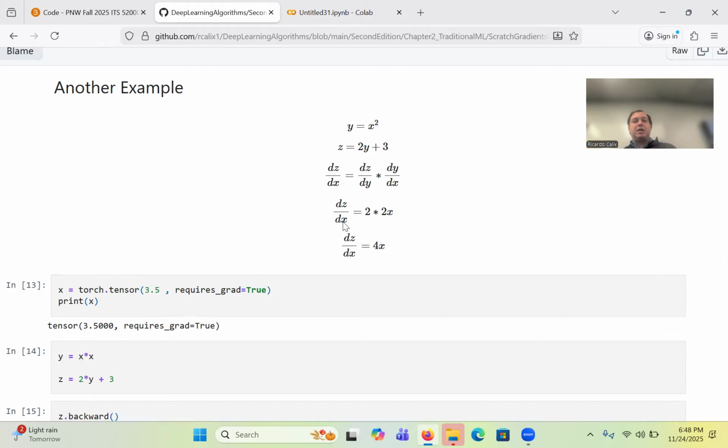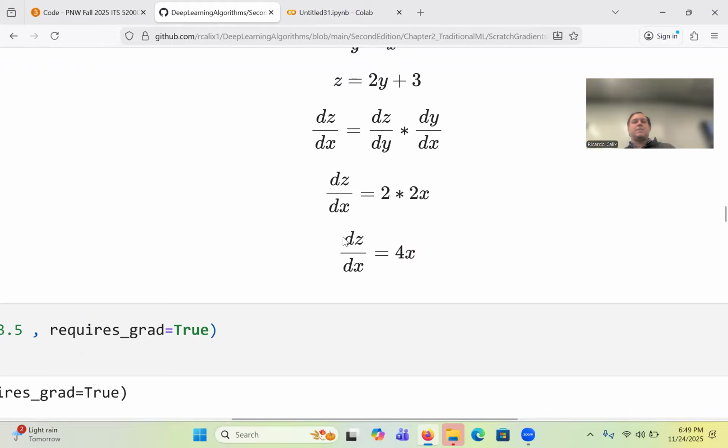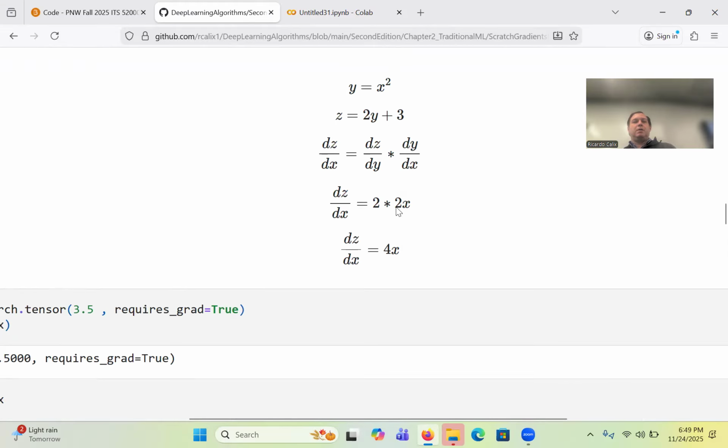So the derivative of z in terms of, and I think I have an error there. So it should be, no, the derivative of z in terms of y is 2.